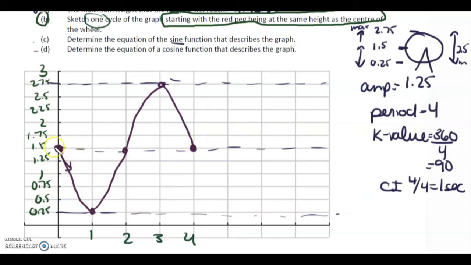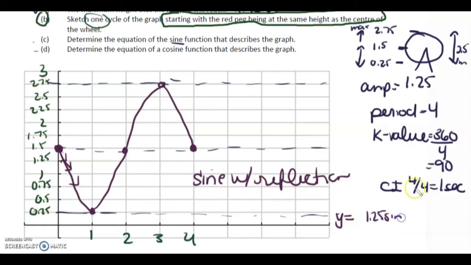So a little bit different here because we can do a sine curve with the reflection, because the sine curve is just going down. So determine the equation of a sine function. Well, that's going to be y equals, amplitude is 1.25 sine, our k value is 90, x, plus our equation of axis, which was up here, 1.5. But because it's going down first, we're going to work with the reflection.